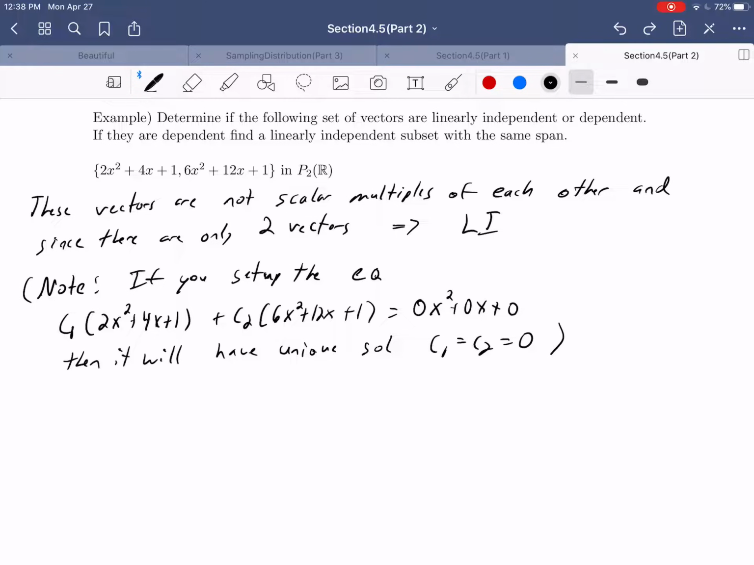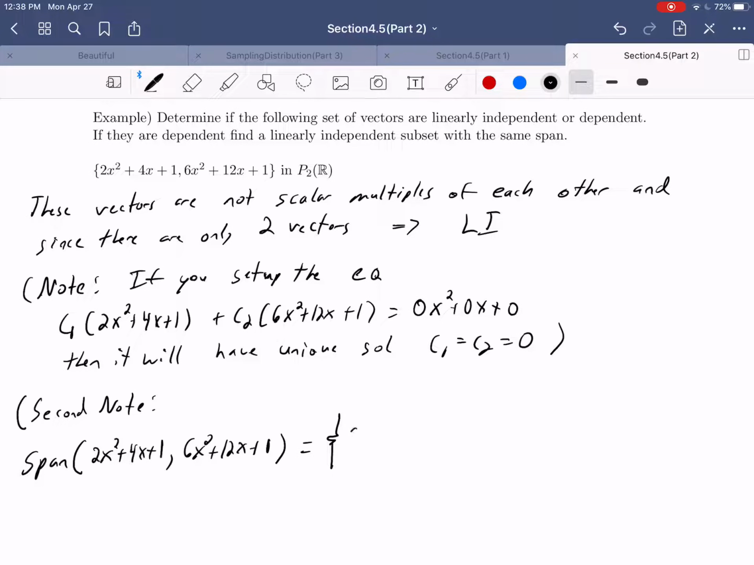Since these are linearly independent, let's talk about what their span actually looks like. So let's think about what we can say about the span of these two vectors, 2x squared plus 4x plus 1 and 6x squared plus 12x plus 1. All right, well, that would be the set of all vectors c1 times the first one plus c2 times the second.